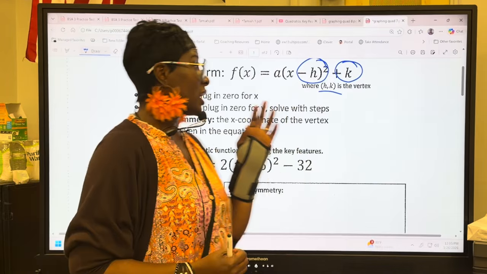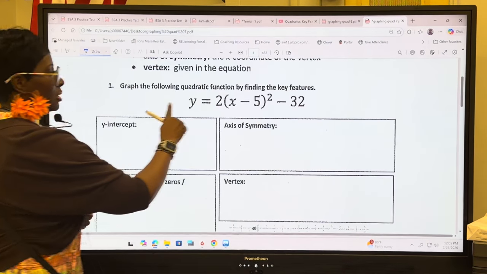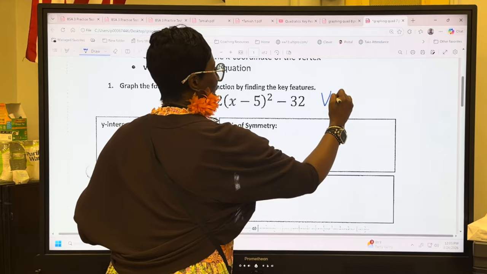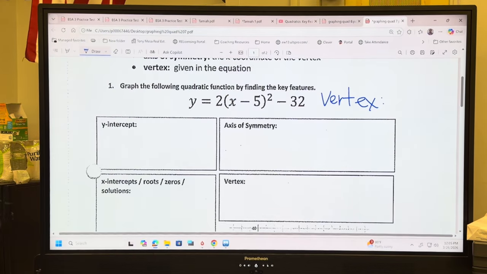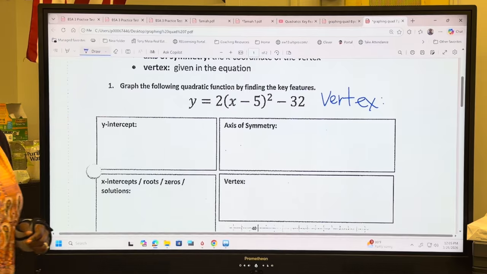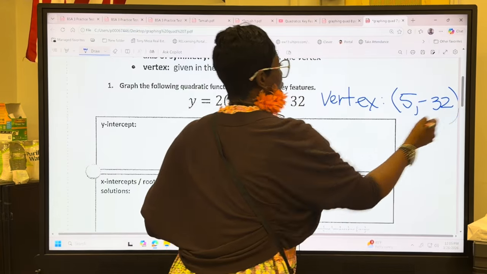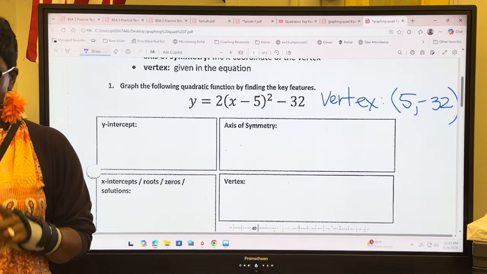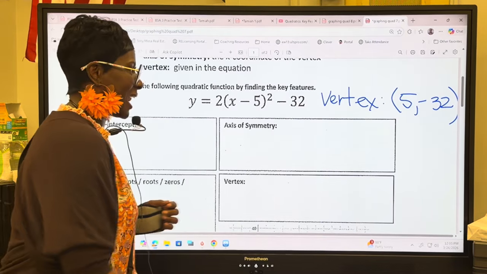No. So when we look at our form, at what we have here, what can you tell me is going to be our vertex? 5 and what? Negative 32. Our vertex is 5 comma negative 32. Does that make sense? Yes? Why are we saying 5 and not negative 5?